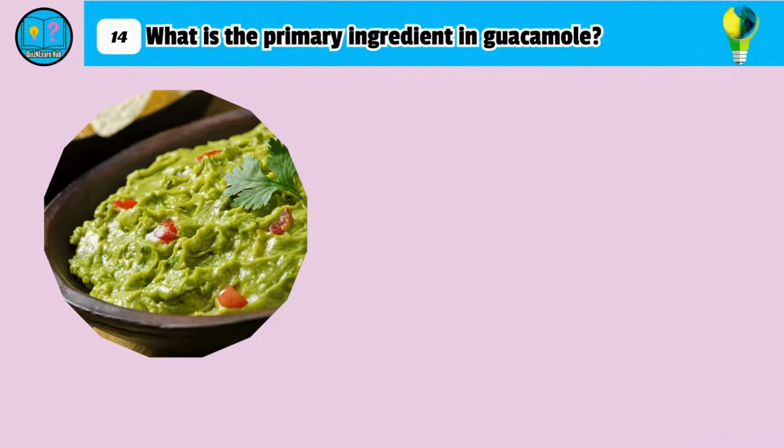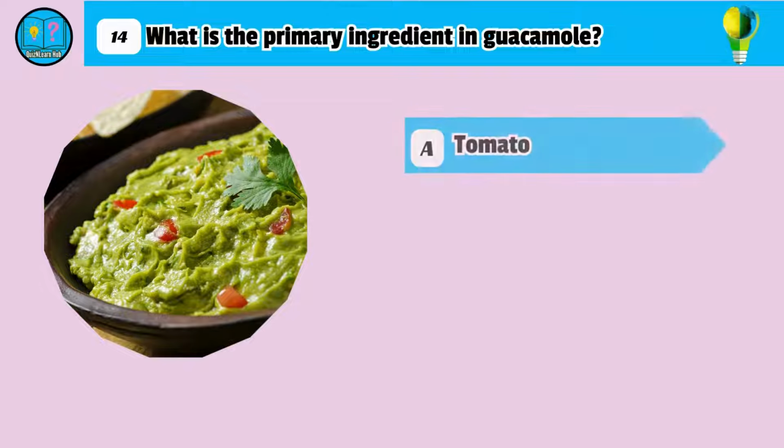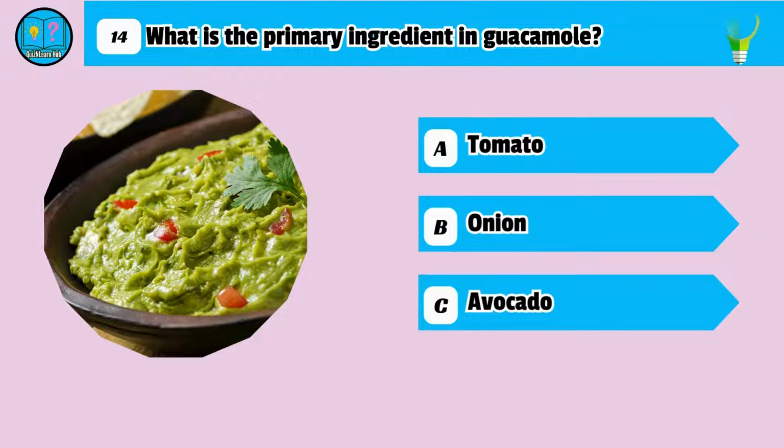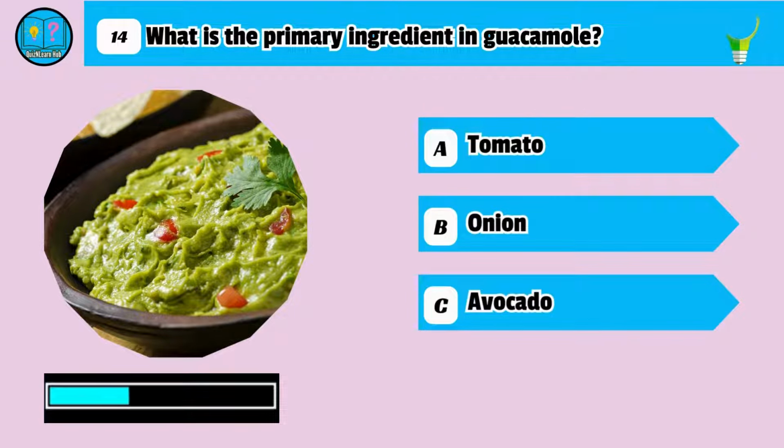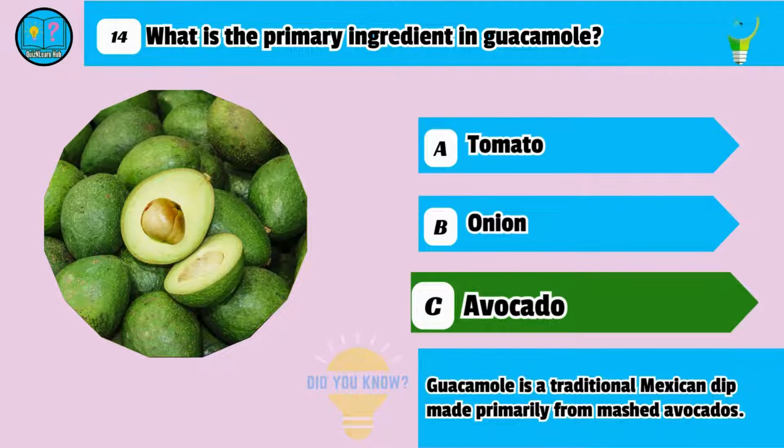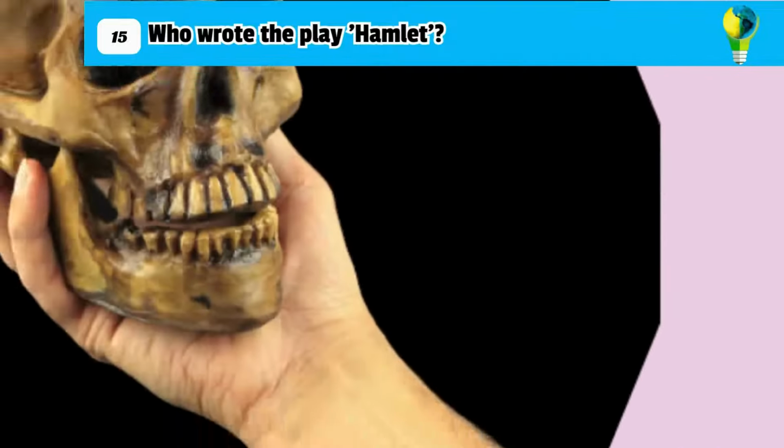14. What is the primary ingredient in guacamole? Tomato, onion, avocado. Avocado. Guacamole is a traditional Mexican dip made primarily from mashed avocados.